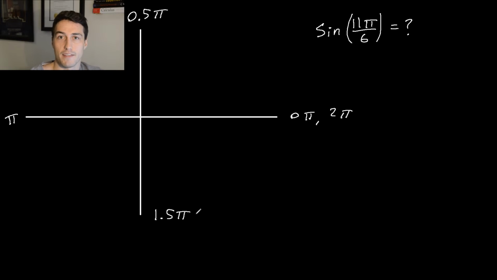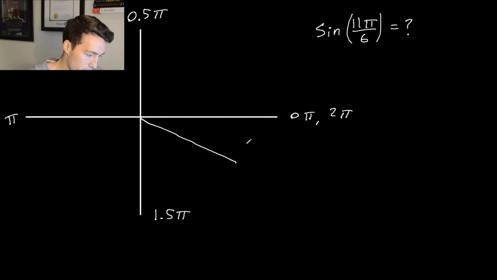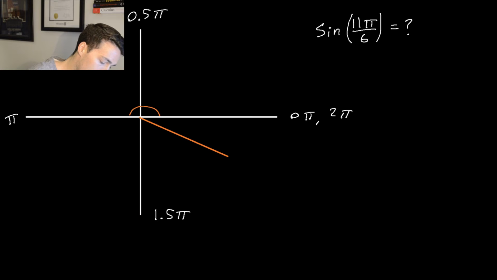The reason I write them as decimals is when I'm looking at this angle, I want to see where it would lie. Is it bigger than 1.5 and less than 2 pi? Is it bigger than 0.5 and less than pi? I want to figure out which quadrant it's going to lie in. So 11 pi over 6, that's almost 2 pi. It's pi over 6 away from 2 pi. So I know that it's going to be in this quadrant right here. I'll draw this line in orange here, and this angle right here is 11 pi over 6.